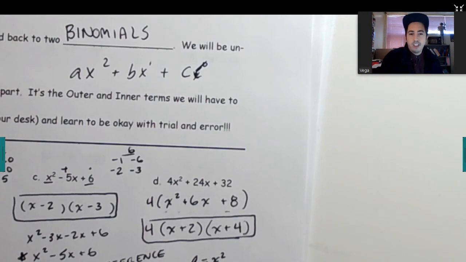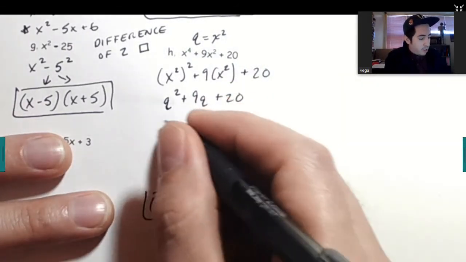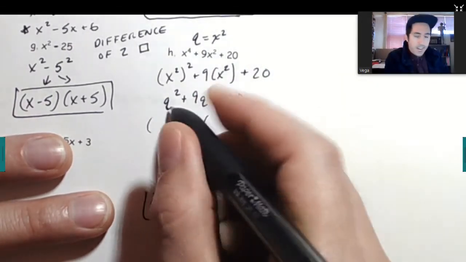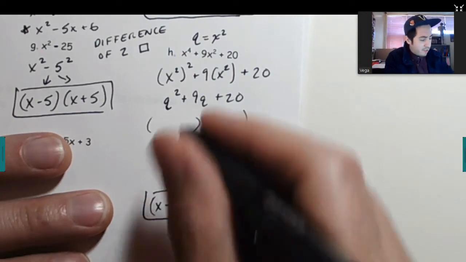It's not different at all. It's just, okay, there's a q instead of an x. It's the same thing. So I'll factor it just like the way I factored everything else. How do I get q squared? That's q times q.